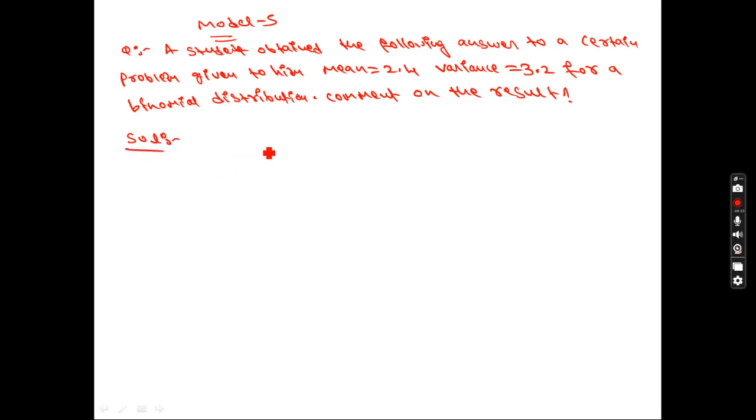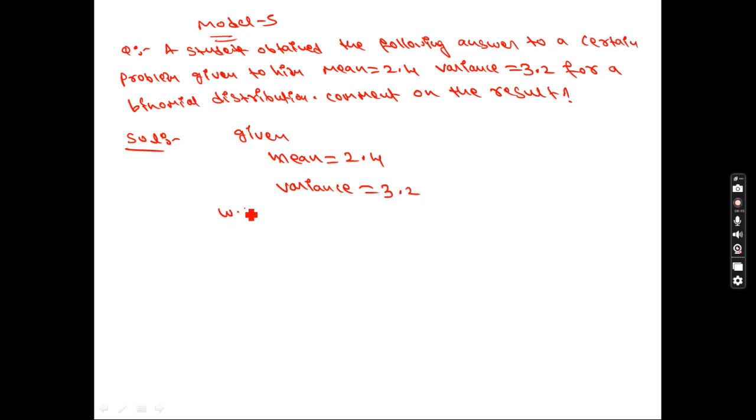So what will you write here? Just the same thing as usual. Before, what we have done, the same thing you have to do. Given: mean is equal to 2.4. Next, variance is given. Variance is directly given in this problem. Before, the problem gave a standard deviation. Here it is directly given as 3.2.